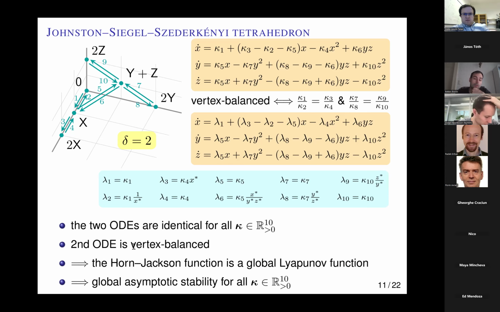And the second ODE is vertex balanced, which means the Horn-Jackson function, in fact, is a global Lyapunov function for all rate constants. This was very obvious only on a very tiny set in parameter space, a codimension 2 set. In fact, we know it's a global Lyapunov function everywhere in parameter space, and we can conclude global asymptotic stability for all rate constants.